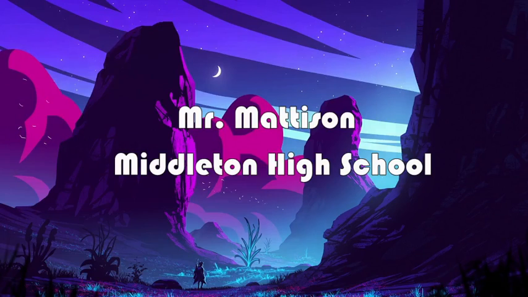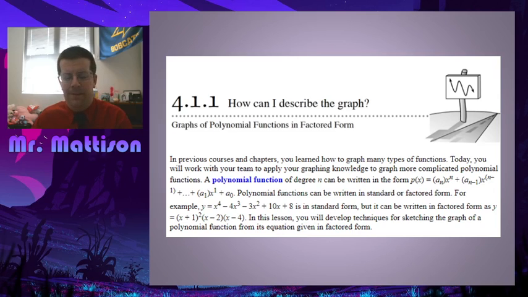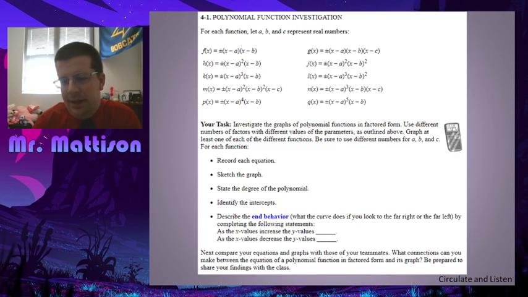This is 4.11, and we're going to be talking about graphs of polynomials, and especially when they're in factored form, and how we can go from factored form to a graph and vice versa. So for day one, we're going to be taking a look at this. So problem one, there's 10 different equations here.